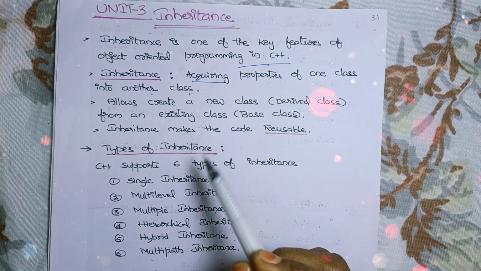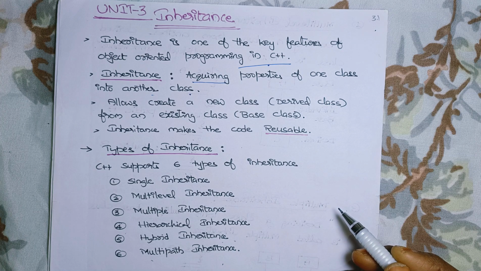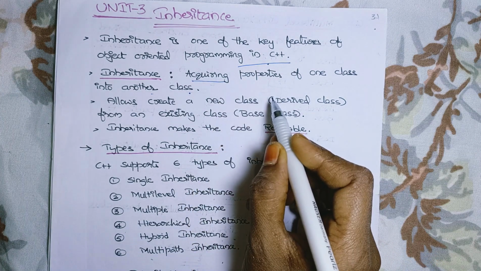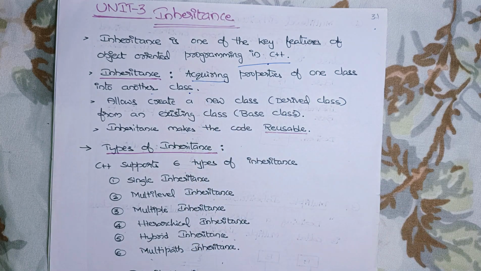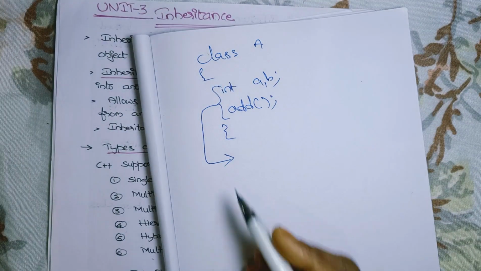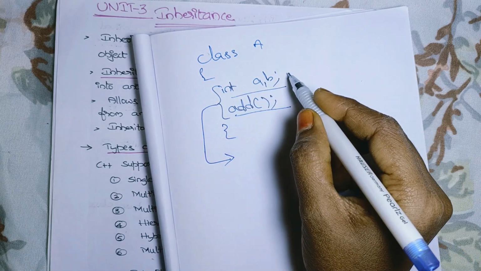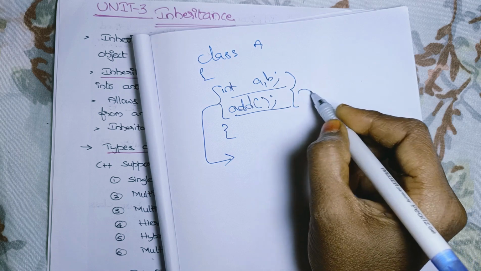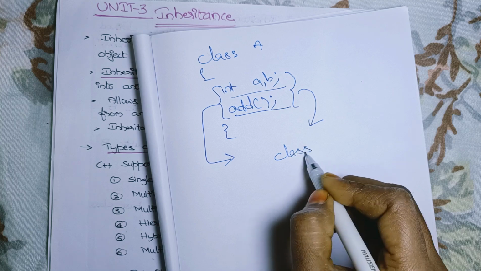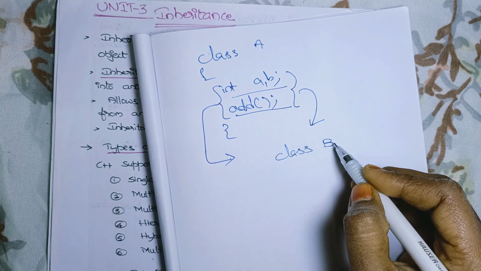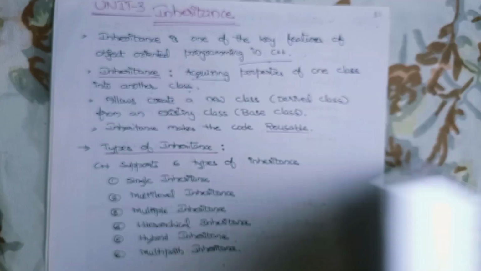Now we will see about inheritance. Inheritance is one of the key features of object-oriented programming in C++. Inheritance means acquiring properties of one class into another class. For example, we have some class A, in which we have some variables and functions. If you want to use these variables and functions in another class, then inheritance can be used.